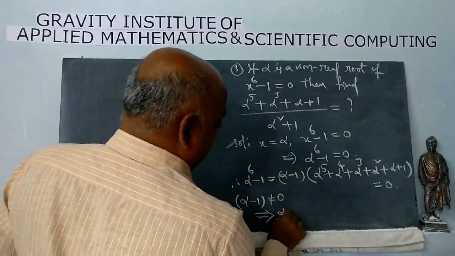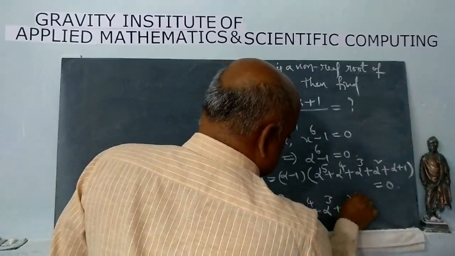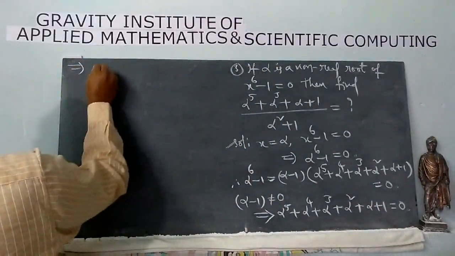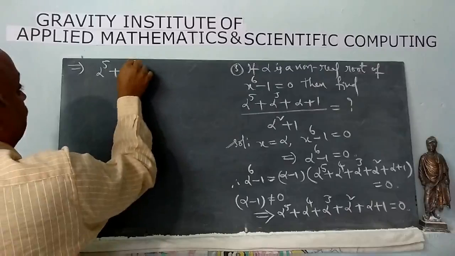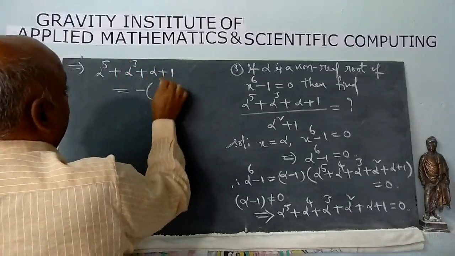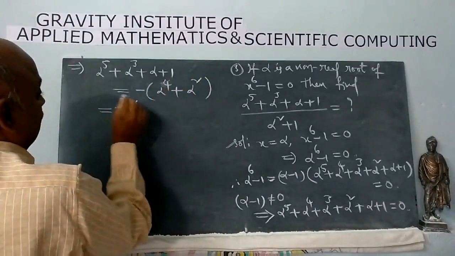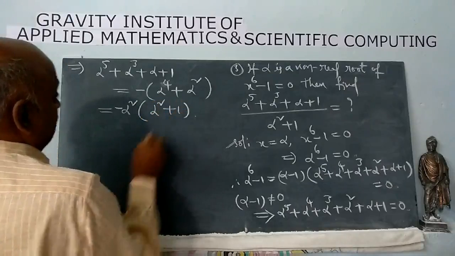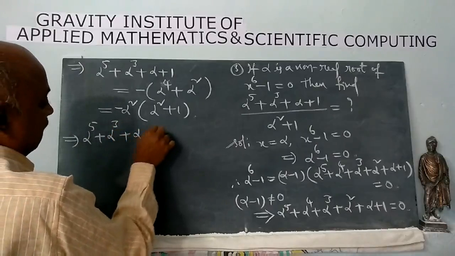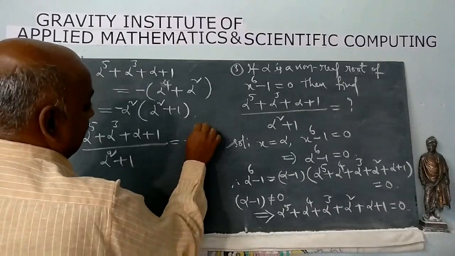This implies alpha to the power of 5 plus alpha to the power of 4 plus alpha cube plus alpha square plus alpha plus 1 is equal to 0. This implies alpha to the power of 5 plus alpha cube plus alpha plus 1 is equal to minus of alpha to the power of 4 plus alpha square, which is equal to minus alpha square into alpha square plus 1, since alpha square is common. This implies alpha to the power of 5 plus alpha cube plus alpha plus 1 by alpha square plus 1 is equal to minus alpha square.